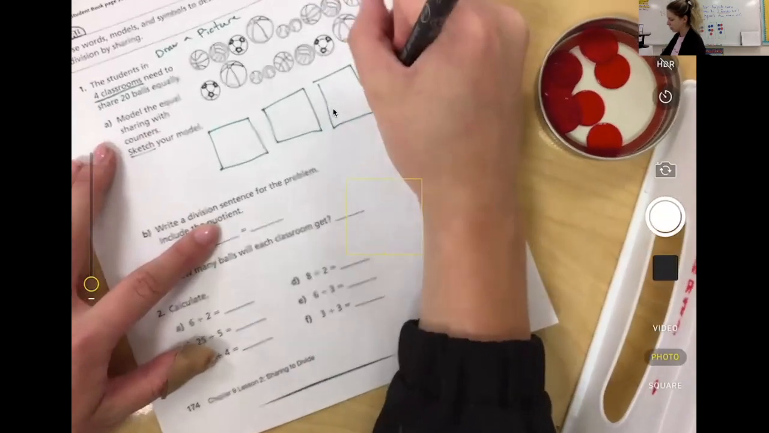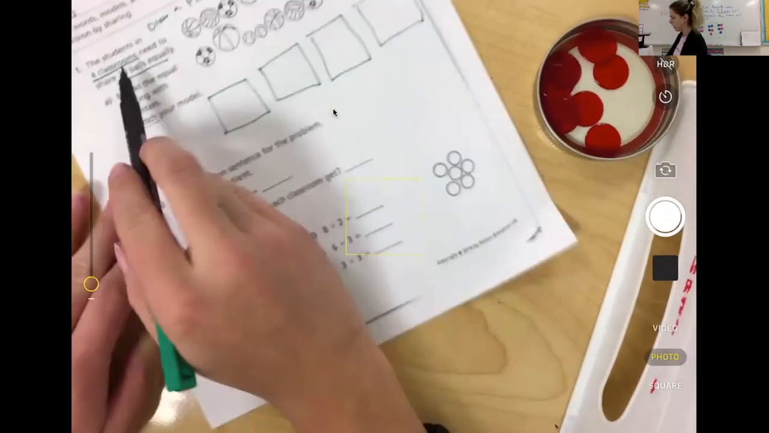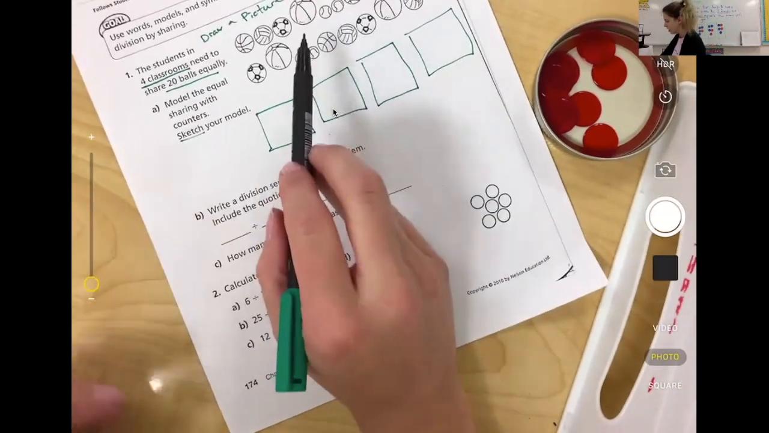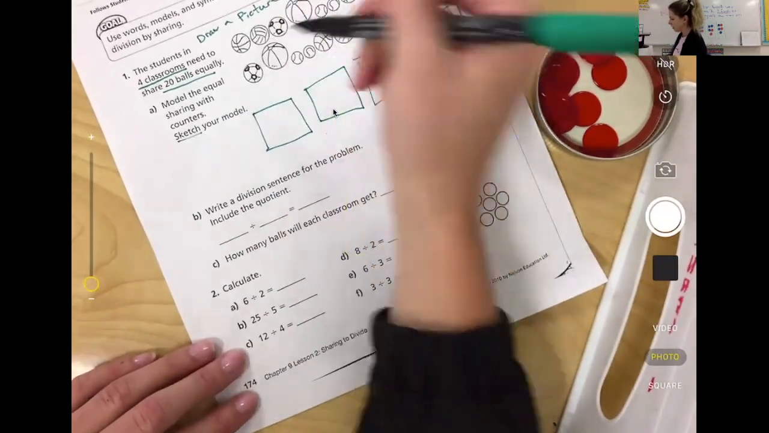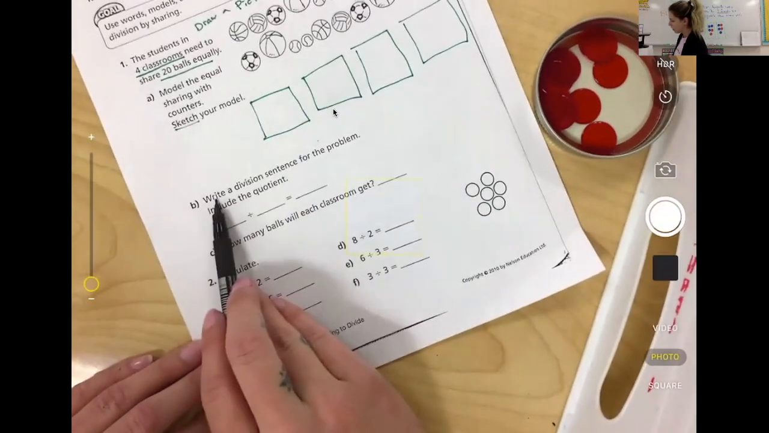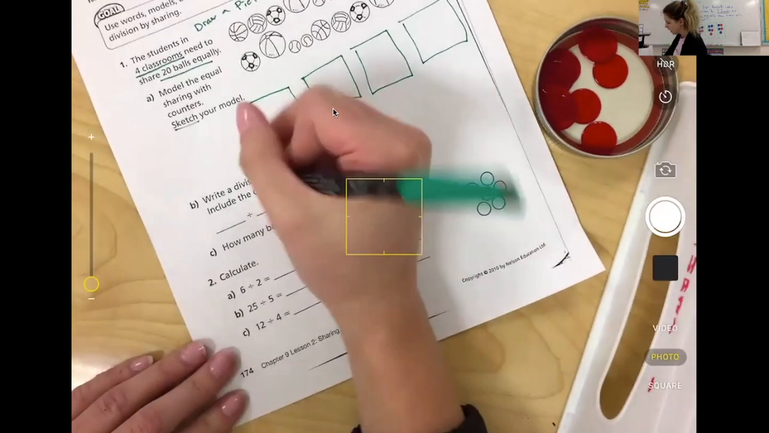And there are 20 balls altogether. So 4 different classes have to share 20 balls. They're right here. And you are going to, remember, you cross it off, put one in, cross it off, put one in until you have the right number. Then it asks you, B says, write a division sentence for the problem. Include the quotient. Again, quotient means the answer.